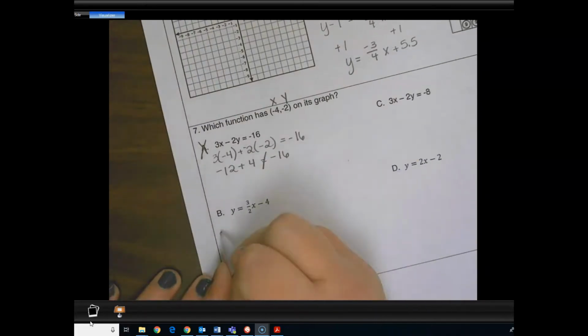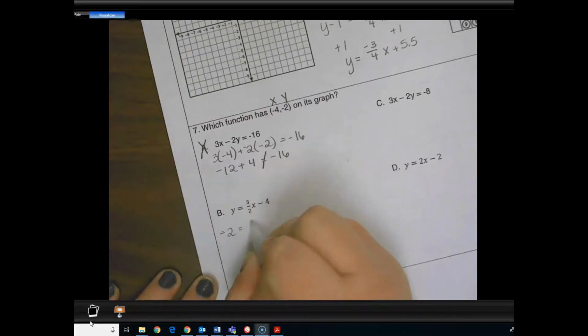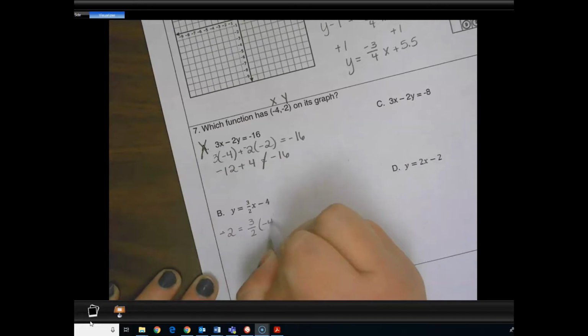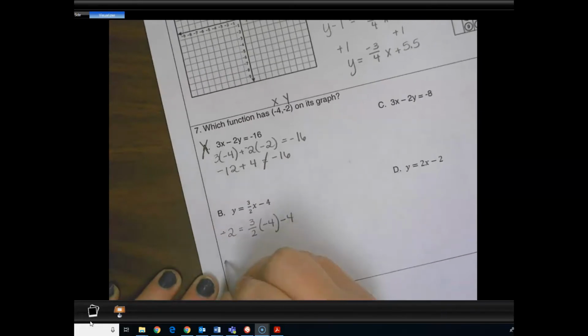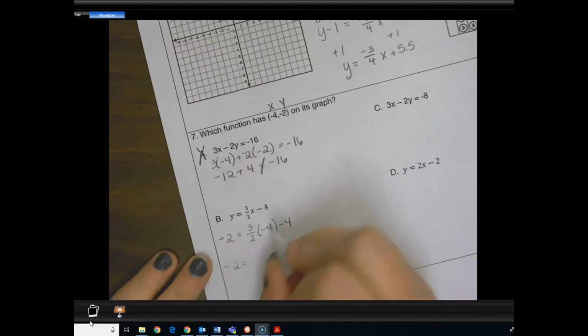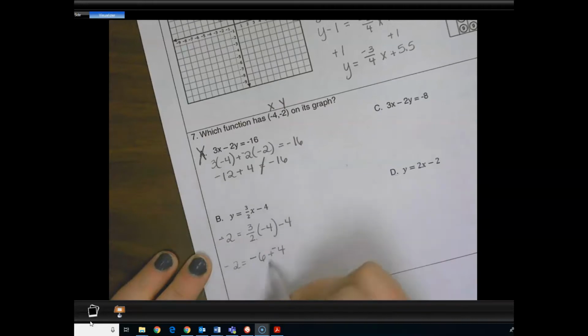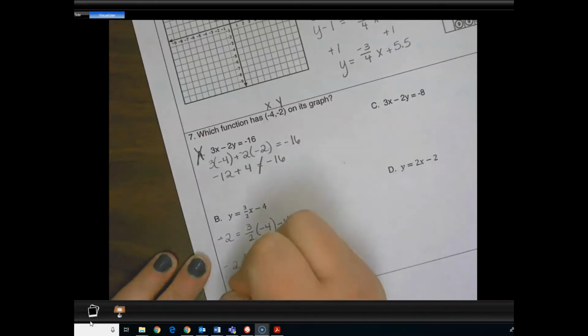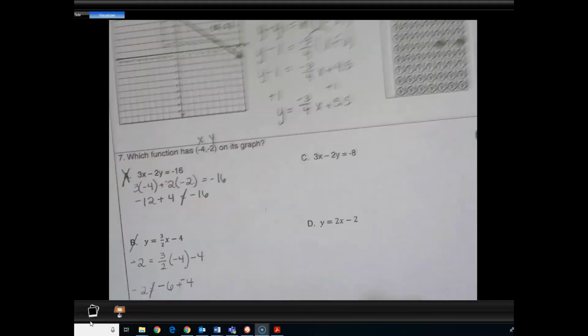So my y is a negative 2. So 3/2 times my x, which is negative 4, minus 4. Three times negative 4 is going to be negative 12 divided by the 2. So negative 12 divided by 2 is negative 6. Minus 4, add a line, change the sign. Negative 6 plus a negative 4 does not equal negative 2. Let's check out C.